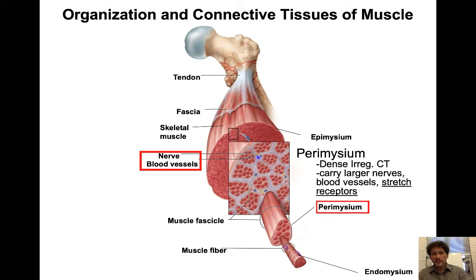And within that paramysium, we see larger nerves, larger blood vessels. We see some stretch receptors that may send back reflexes, or they're going to send back information about our location in the external environment, right, back to our brain. So some of that proprioception that we talked about getting sent back to our brain so that we can integrate and figure out where we are, what does our posture look like.